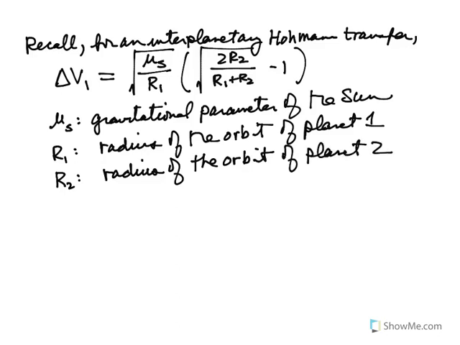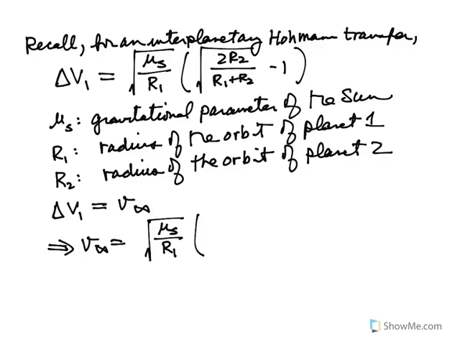Now, given that that's the value of delta V1, we know that delta V1, in order to patch the conic, has to equal V infinity. So that implies that V infinity is equal to the square root of mu s over r1 times the square root of 2r2 all divided by r1 plus r2 minus 1. Now what we can do is use this to figure out the delta V required to get us out of the orbit of planet 1.